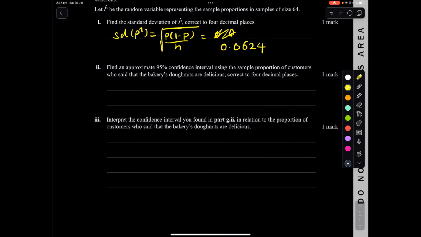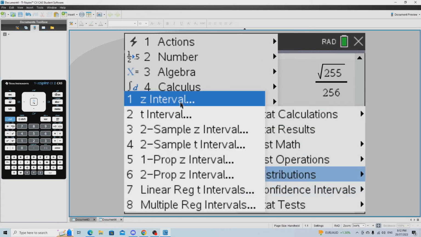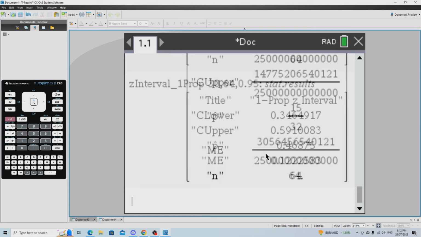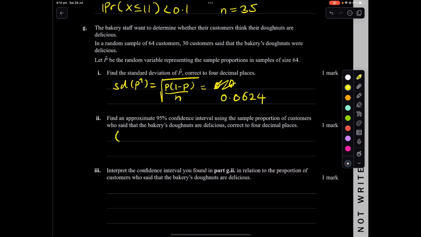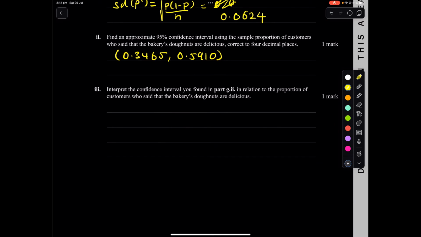Find an approximate 95% confidence interval. Okay, that's easy. So go menu, statistics, confidence interval, and we want 1-prop z. We want 95%. Okay, so we know our X value of success is 30 customers, and our N value is 64, giving us our answer, to 4 decimal places, 0.3465, 0.5910.